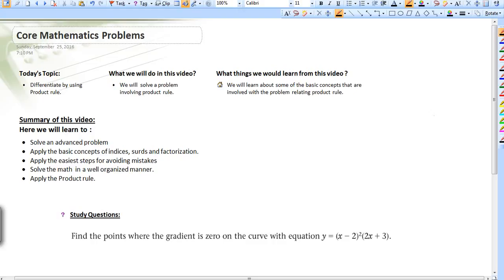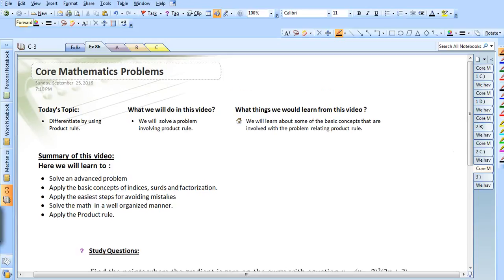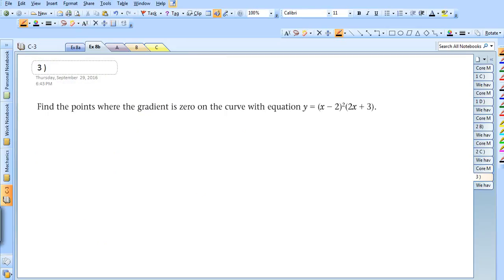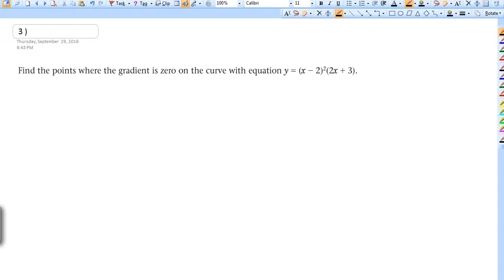Here is the study question for today. Find the points where the gradient is 0 on the curve with equation like this. Now let's solve this question. Yes, here is the question.